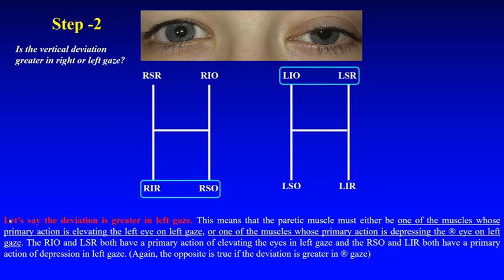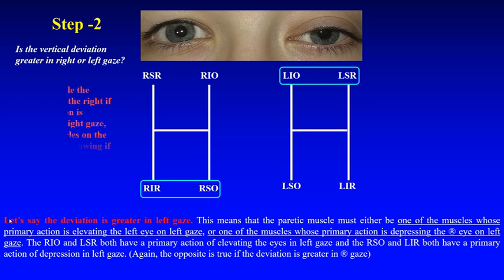Let's say the deviation is greater in the left gaze. This means that the paretic muscle must be either one of the muscles whose primary action is elevating the eye in the left gaze, or one of the muscles whose primary action is depressing the right eye in the left gaze. The RIO and LSR both have a primary action of elevating the eye in left gaze, and RSO and LIR both have a primary action of depression in the left gaze.